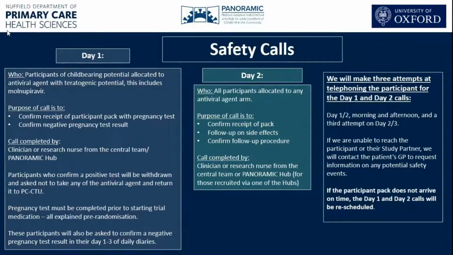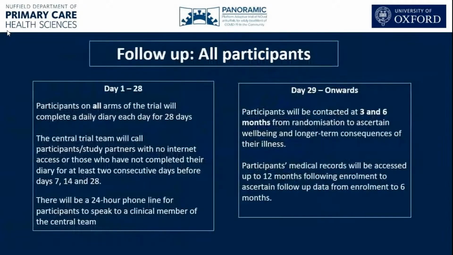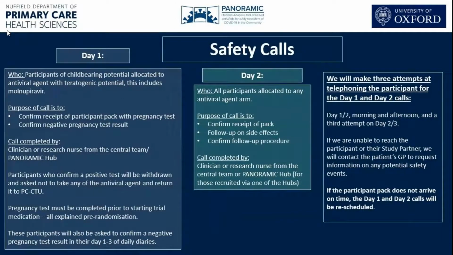All participants randomised to IMP will have a call on day 2, and that's to confirm the receipt of the pack, follow up on any side effects, and confirm follow-up procedures. And this again will need to be completed by a clinician or research nurse. We'll make 3 attempts at phoning the participant, and if we're unable to reach them or their study partner, then we'll contact their GP to request any further information on potential safety events. Obviously, if there's a delay with the pack being sent to the patient, these calls will be rescheduled accordingly.